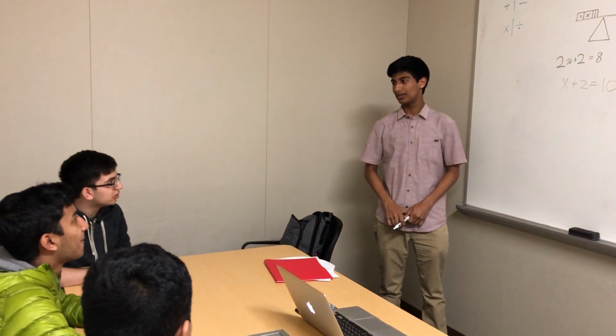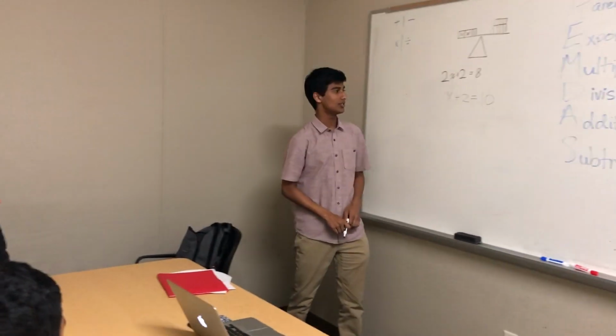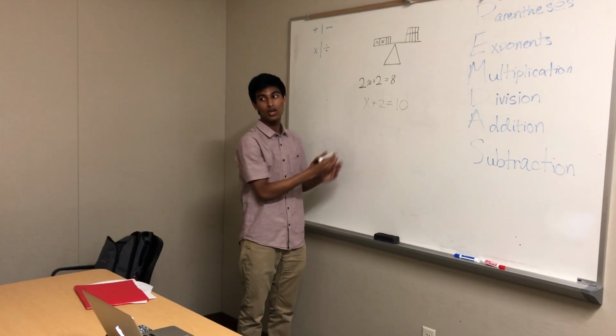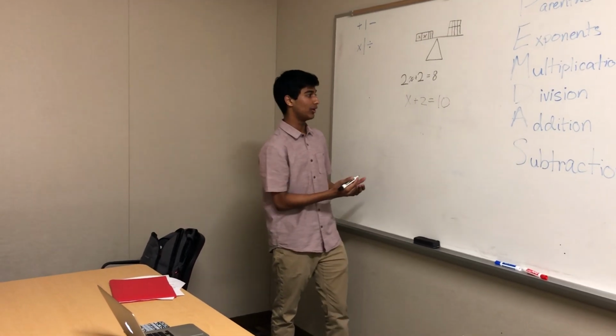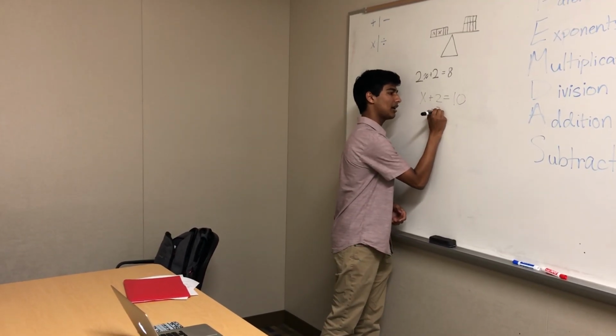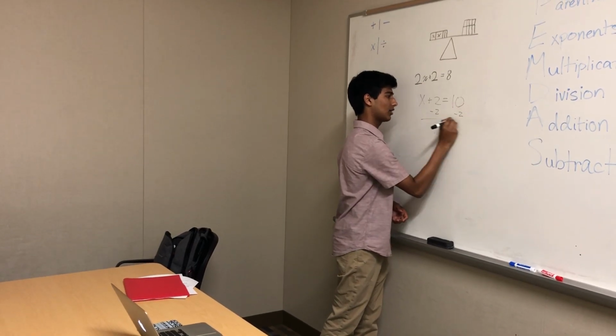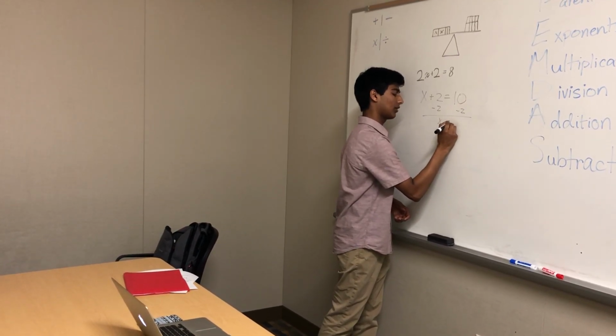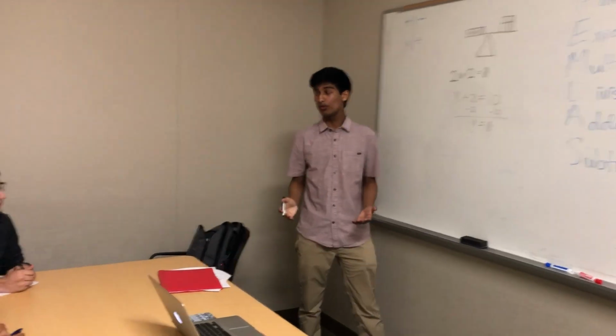Anshul? You subtract 2 from both sides. Exactly. So since 2 is being added to x here, we have to do the inverse operation in order to isolate x. In this case, that means subtracting 2 from both sides. Before we move on, does anyone have any questions on one-step equations?